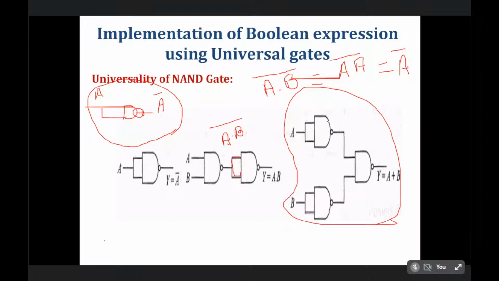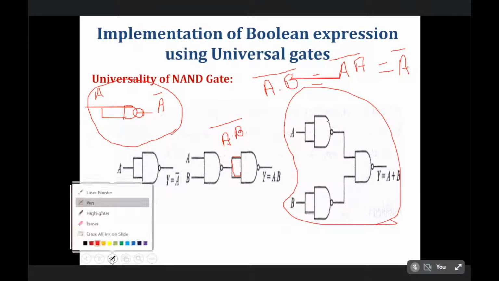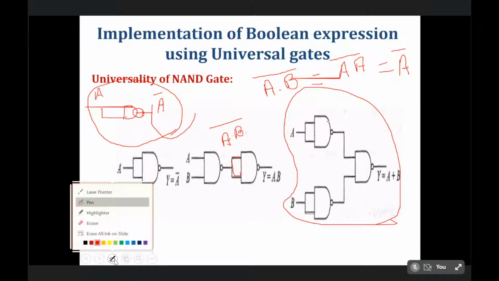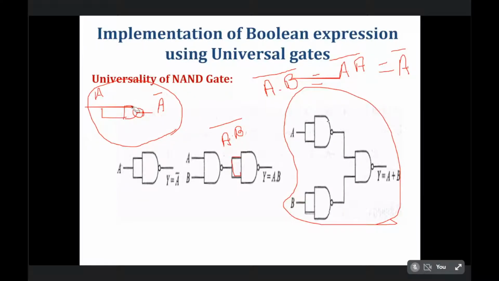So what we have to do, we have to keep only 2-3 theorems in mind, like De Morgan's theorem. And one more thing is that we know from the basic Boolean theorem that the complement of the complement of a variable will be the variable itself.